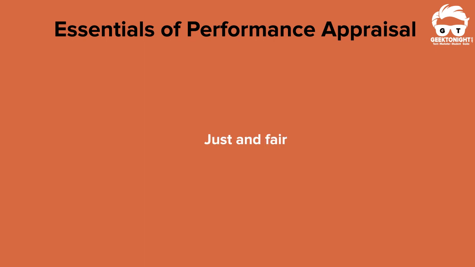The third, just and fair. Employee performance appraisal is done on objective and subjective measures. It should be made sure that there is no bias or favoritism while ratings are decided by the supervisor. Fourth one, viability. The technique should be realistic in terms of its implementation and cost involved. And the fifth one, clear objective.